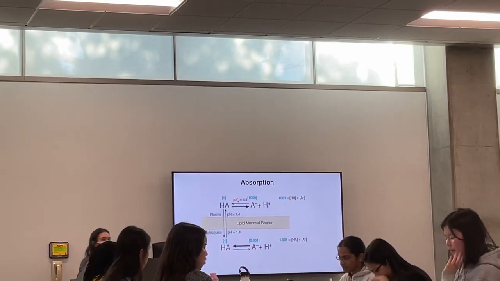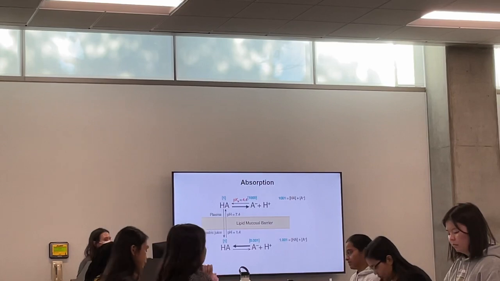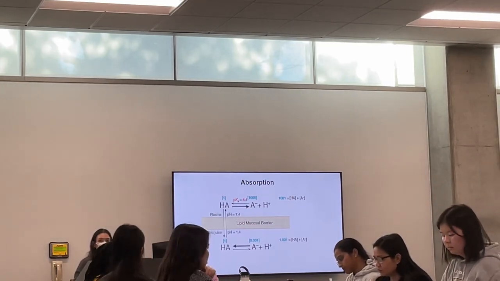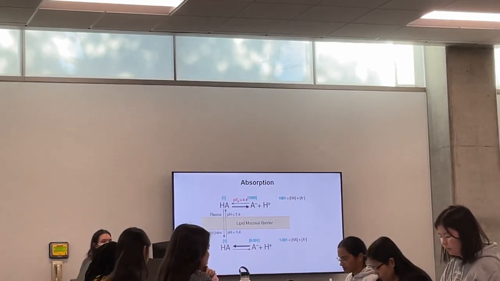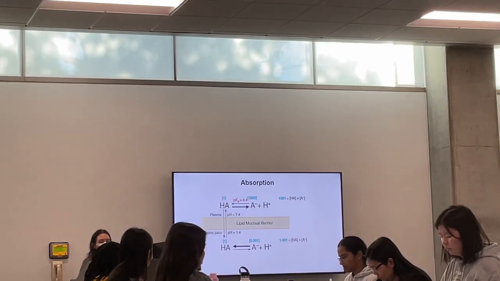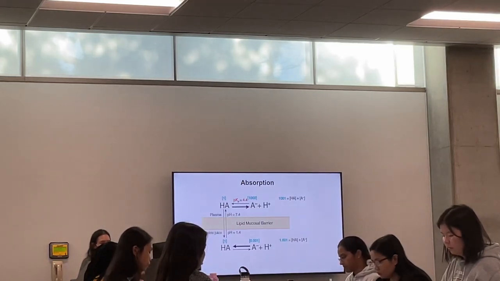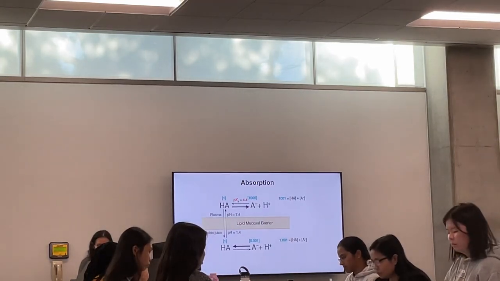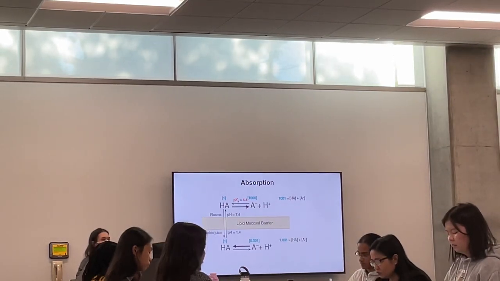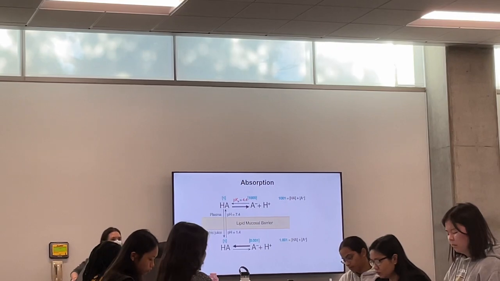Right, so depending on the pH of what area of the body you're targeting for this drug to be absorbed, you'll see a different ratio of ionized versus non-ionized species. And so essentially changing that pKa can change which species you have at which pH.